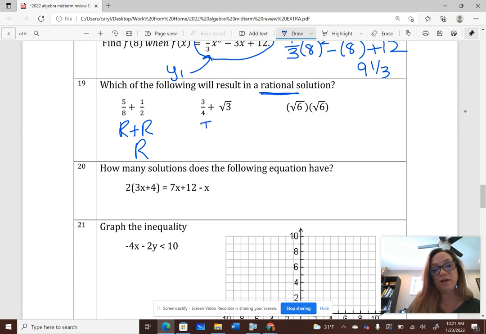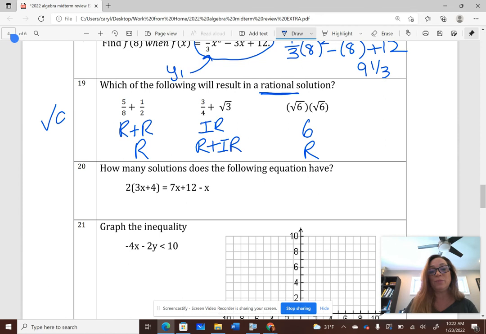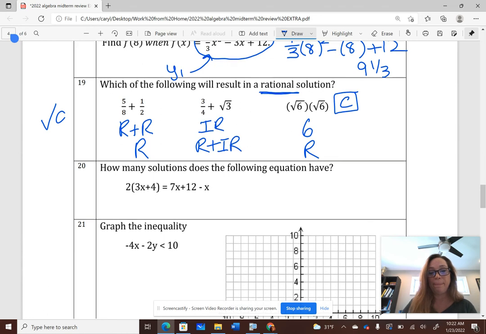This is going to be irrational because anytime you add rational plus irrational, you always get irrational. And you can also use your calculator. You're going to get a non-terminating, non-repeating decimal. So you can totally check all this on your calculator. This is going to give you the whole number 6, which is rational. So we end up with 2 answers that are rational. And this one you can totally just put in your calculator as well.